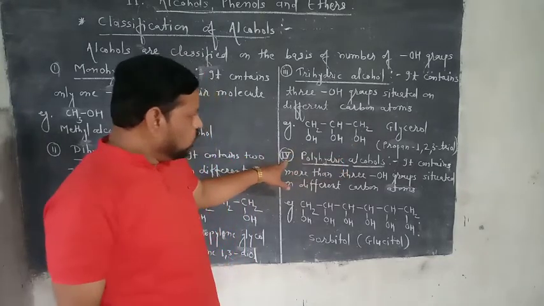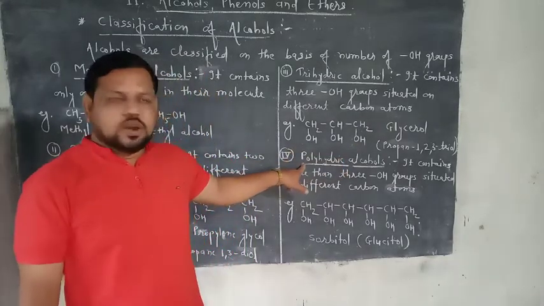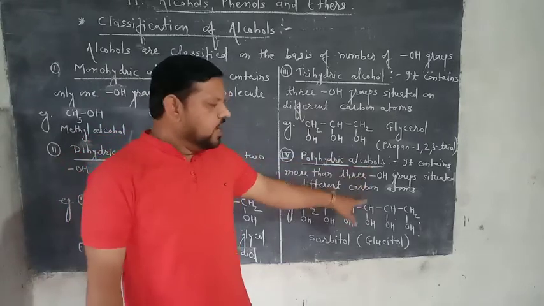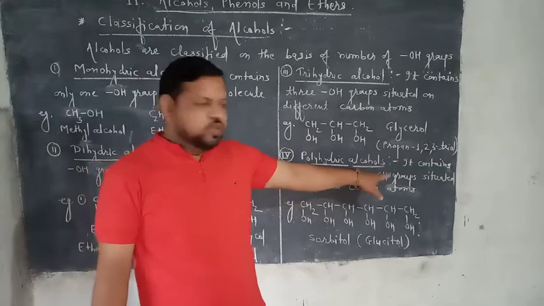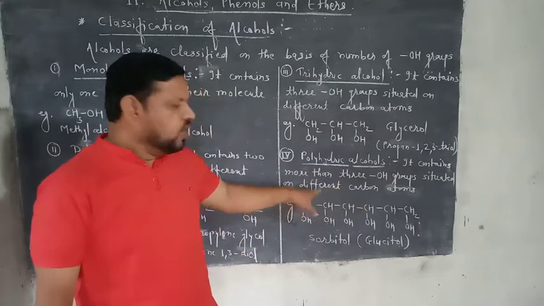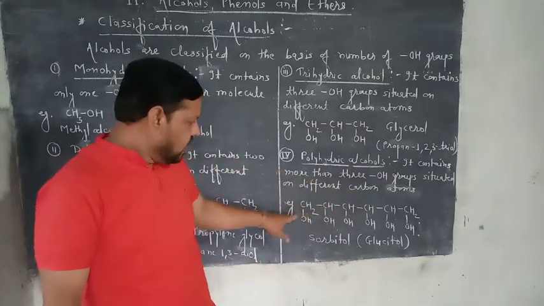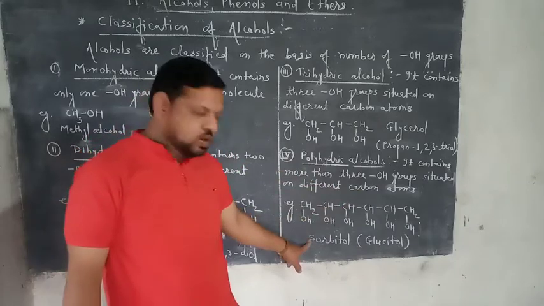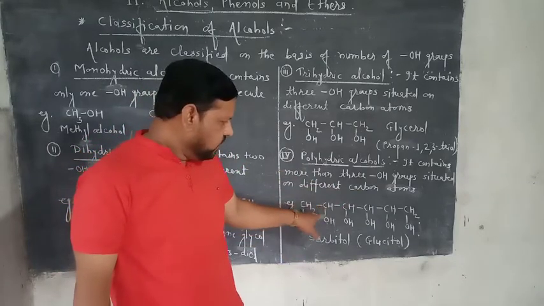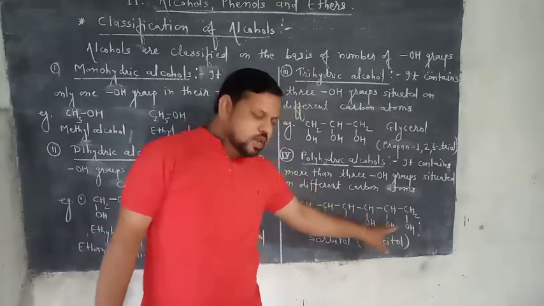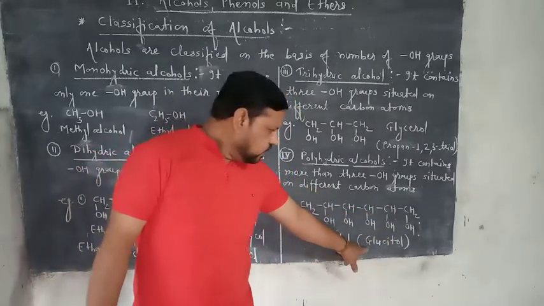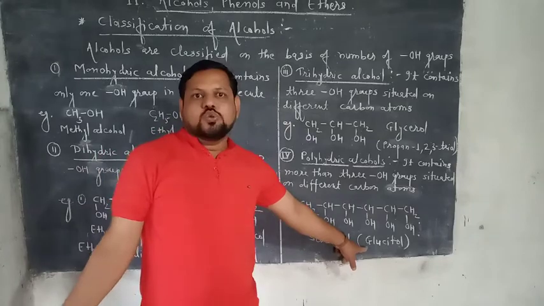Okay. Then the fourth class, polyhydric alcohols. Polyhydric alcohols contain more than 3 hydroxyl groups situated on different carbon atoms. Example, sorbitol, that is CH2OH, CHOH, CHOH, CHOH, CHOH, CH2OH. This sorbitol is also called glucitol.